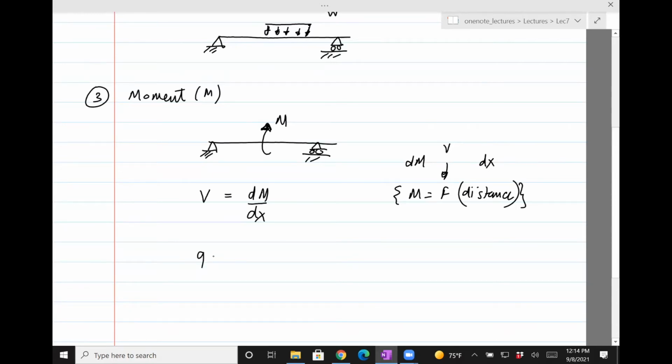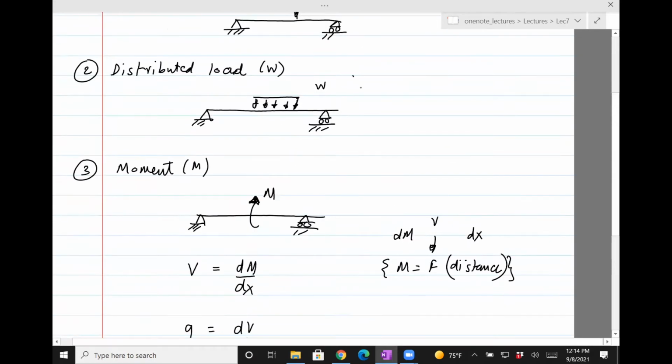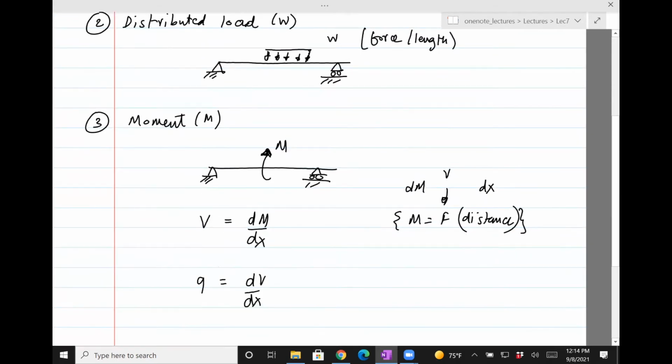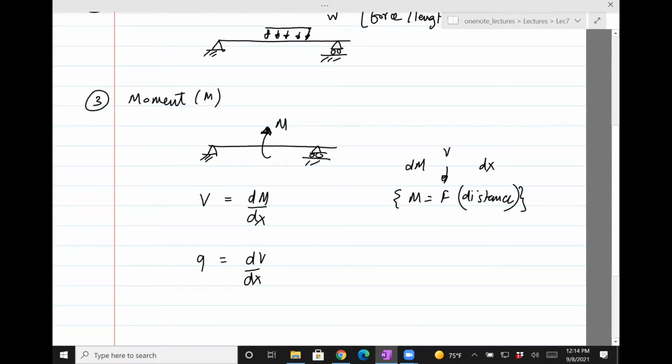Then there is force per unit length, that's dV/dx. So this one is an example of a force that is distributed over the length. So w, for example, is dV/dx, but I would like to use q as a general variable for force per unit length. And so then if you use this formula previously, V equals dM/dx, then you can write d²M/dx², which is the second derivative of the moment.